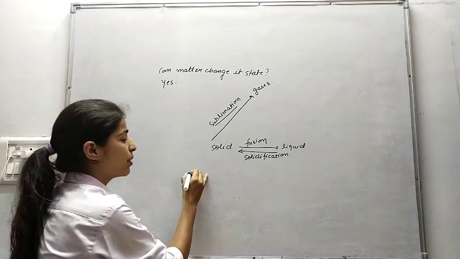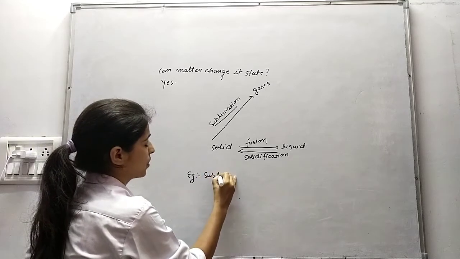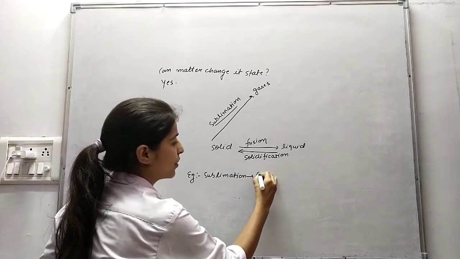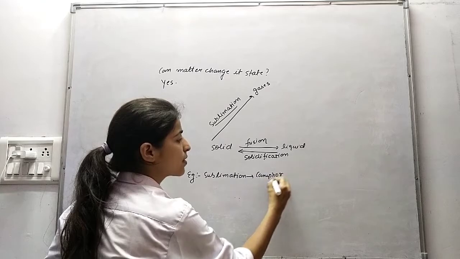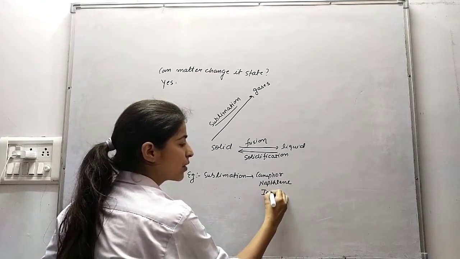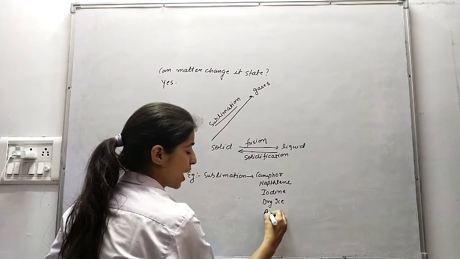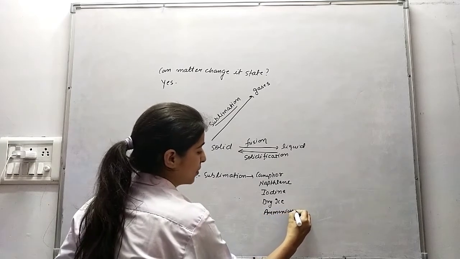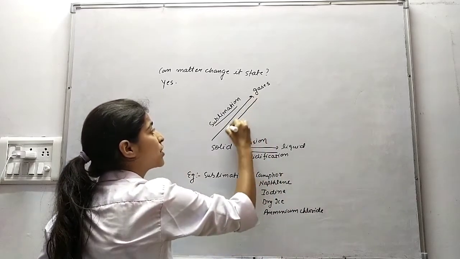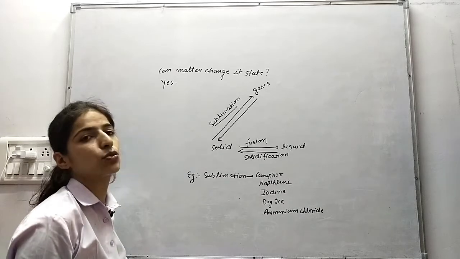Examples of sublimation: camphor. Camphor is kapoor. Fine. Camphor, naphthalene balls, iodine, dry ice, ammonium chloride. These are the basic examples.